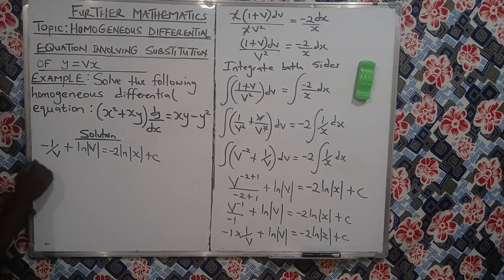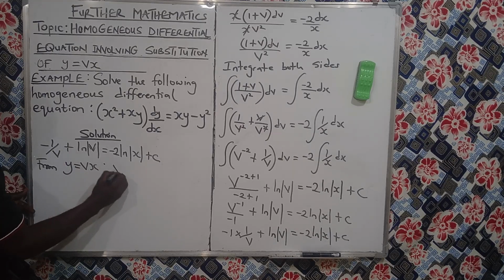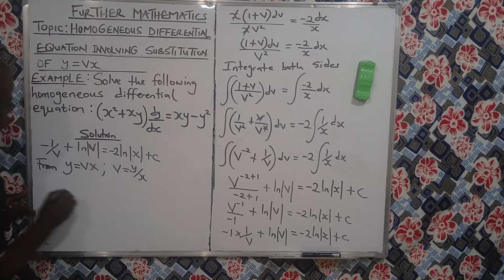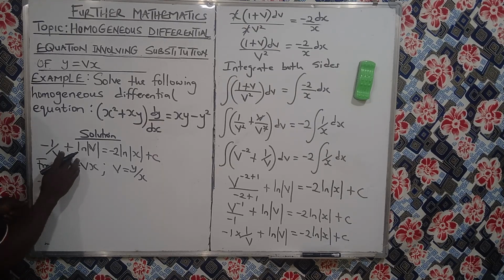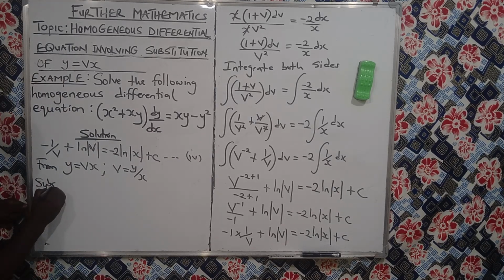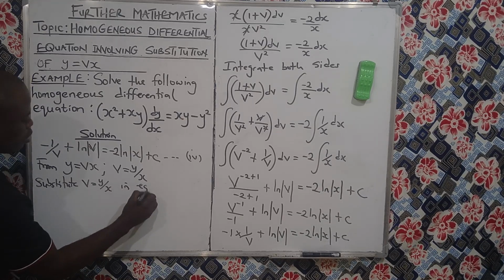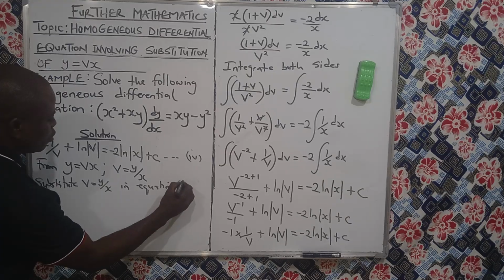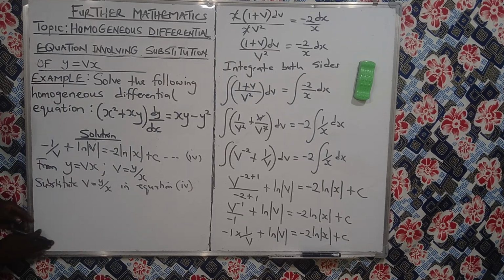Now from y equals vx, make v the subject of the formula so that you can substitute back. v equals y over x. Let's call this one equation 4. Substitute v equals y over x in equation 4. Please don't forget to substitute back into your equation before you round up.